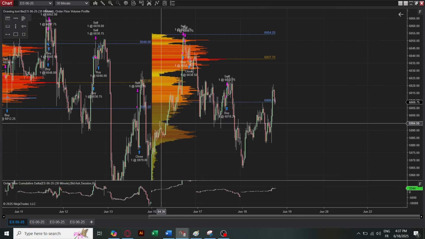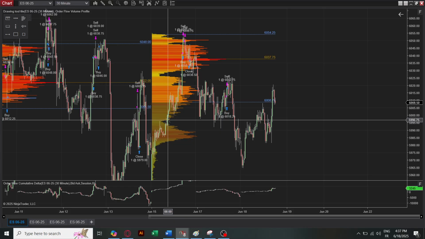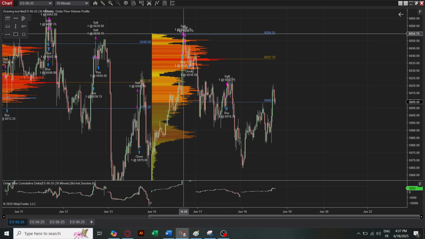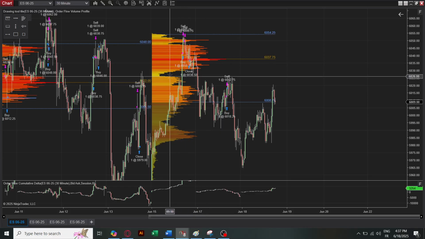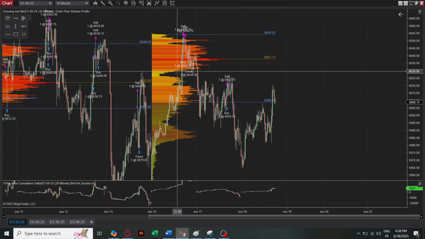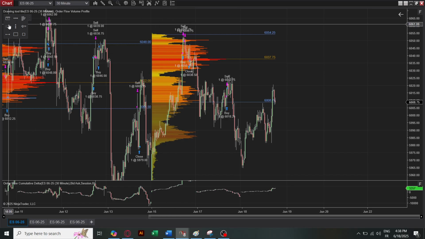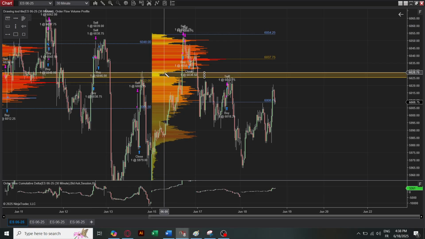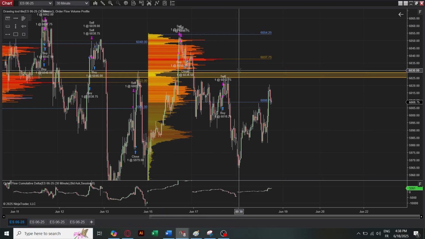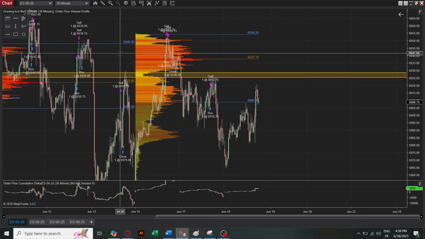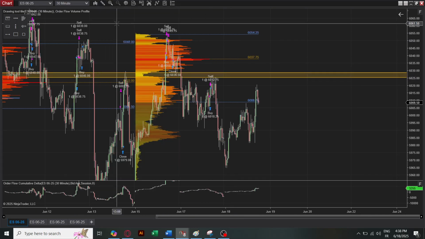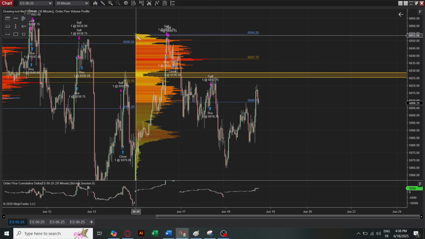So what do we have here? We have this cluster, this cluster, and this cluster, which are high volume nodes. And on the edges we have those cuts in volumes. Those are the best key levels. We have this one, we have one on top.